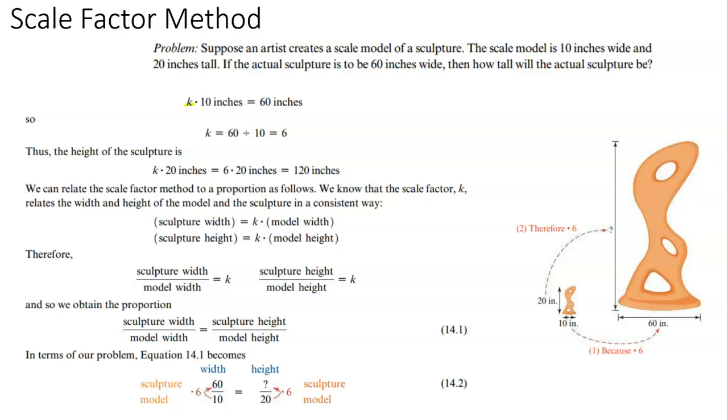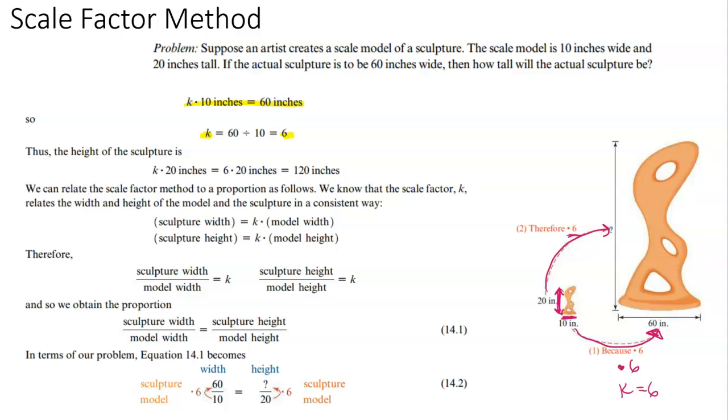So we know that K times 10 is equal to 60, but we can solve that. And so we can find out that K is equal to 6. The idea here is that we could say, okay, how do we get from the thing that we know on the model to the bigger one? It's times 6. So our K is equal to 6. And we can go the other way too: we know that this height is 20 inches. We're going to do the same thing. We're going to multiply it by 6 to get this unknown value.